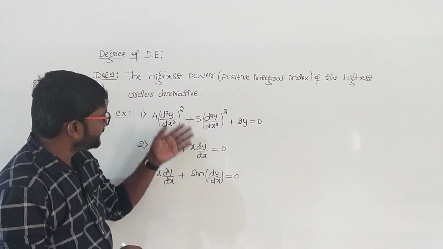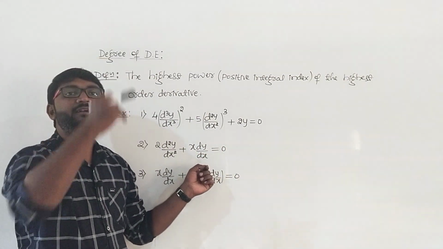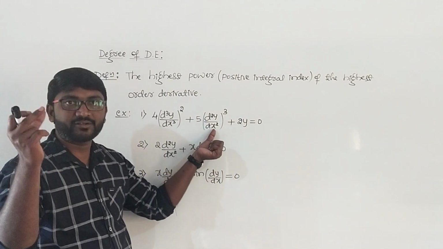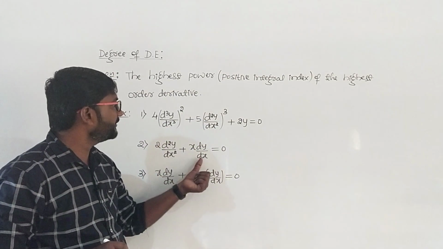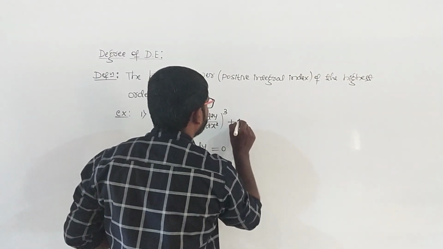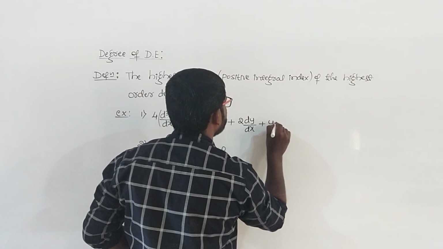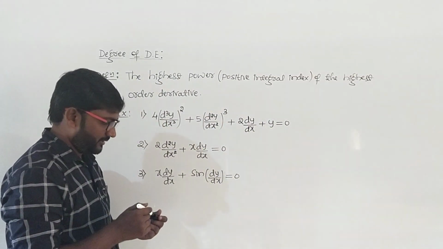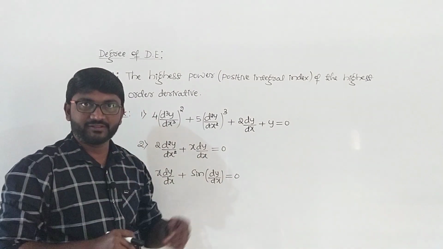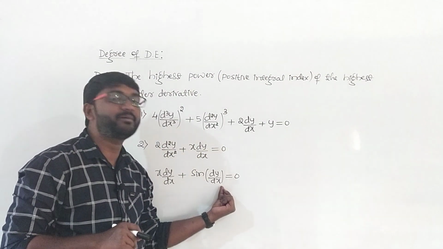So observe all these differential equations. The first two are polynomials in y dash, y double dash, y triple dash. Here you have a third order derivative, here a second order derivative, and here a first order derivative. Now see, the third one is not a polynomial in derivatives, because here you have sine of dy by dx.